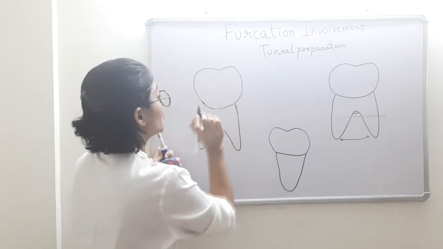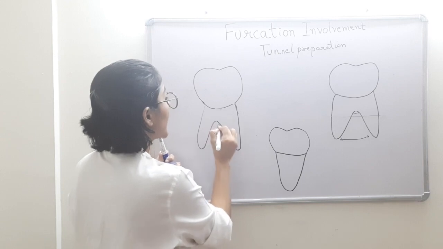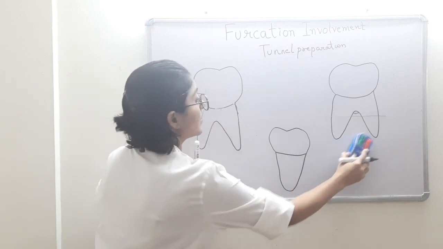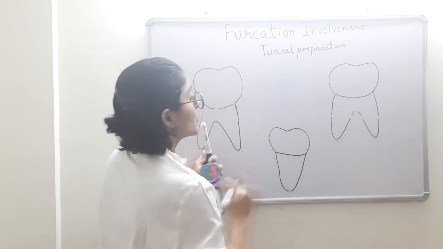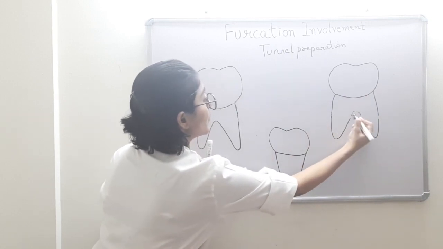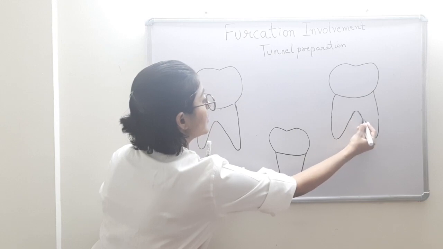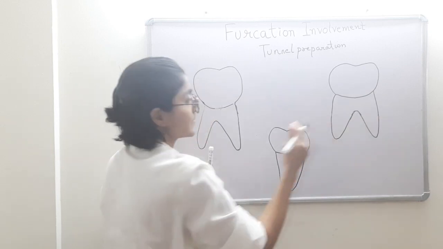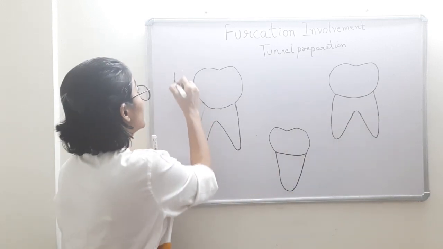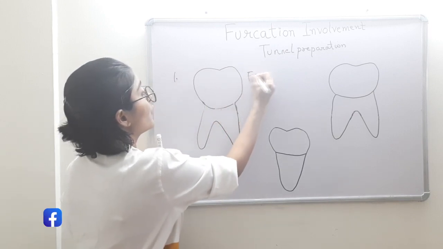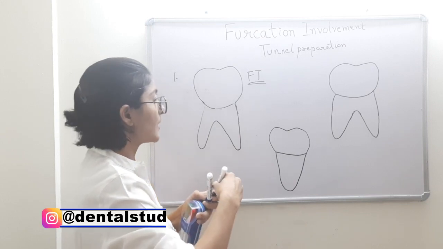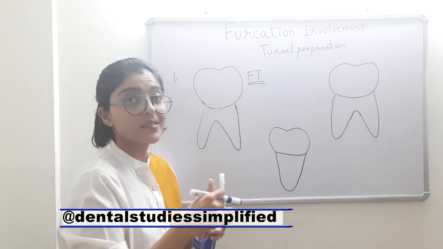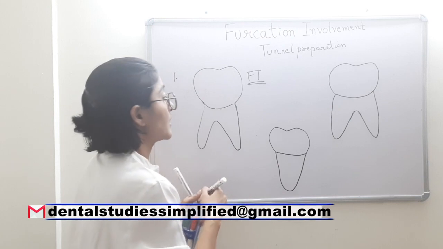So this is our tooth with a short root trunk, wide angle of separation and long divergence. So the number 1 step is full thickness flap reflection, because we want to access that area. Very simple. The first step is full thickness flap preparation, because we will expose that area and access that area to perform the tunnel preparation.